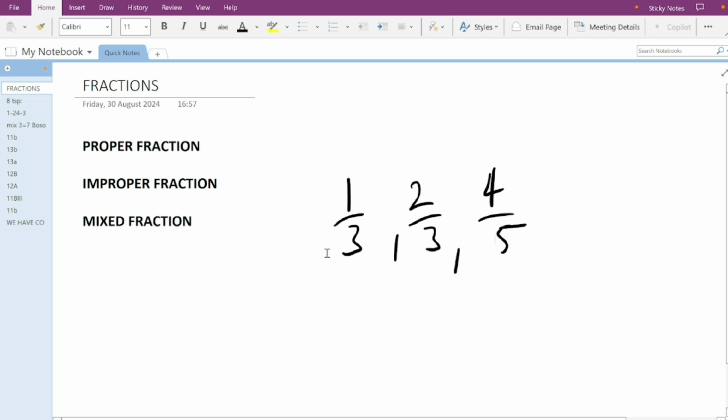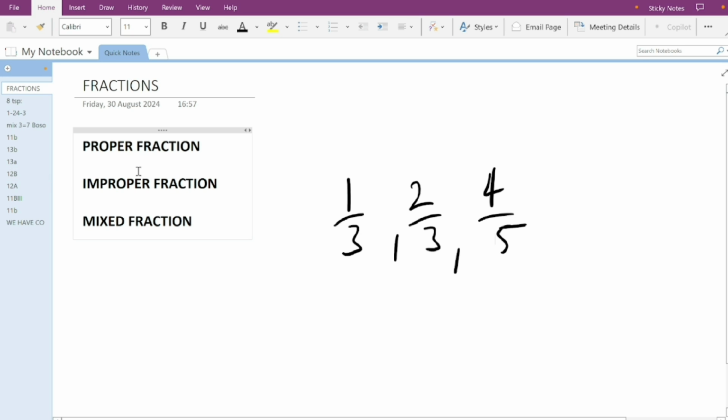Proper fractions are fractions where the lower number, which is the denominator, is greater or bigger than the number it carries. The 3 is bigger than the 1, the 3 here is bigger than the 2, and the 5 here is bigger than the 4. These are all proper fractions. It's like saying a mother carrying her baby.